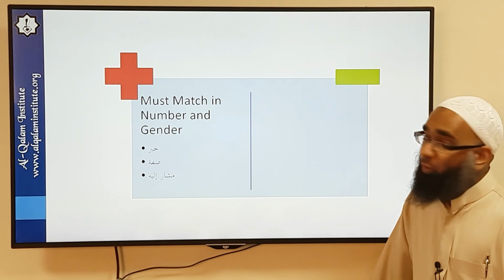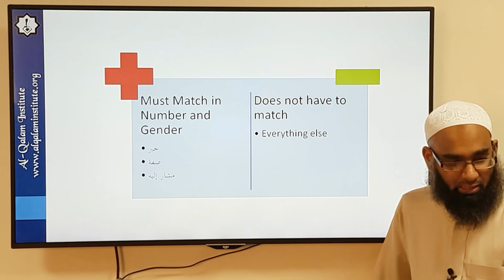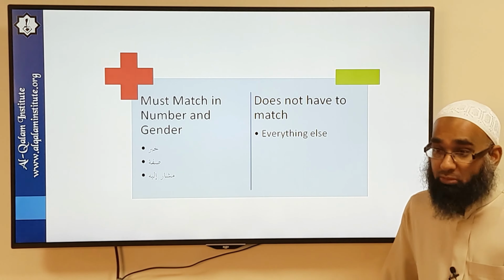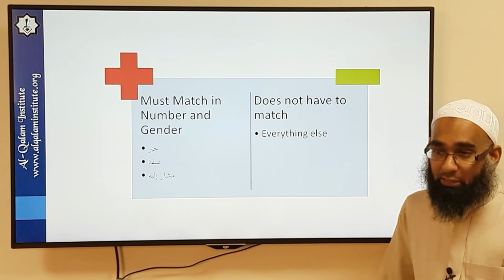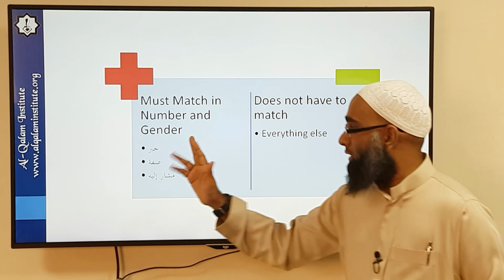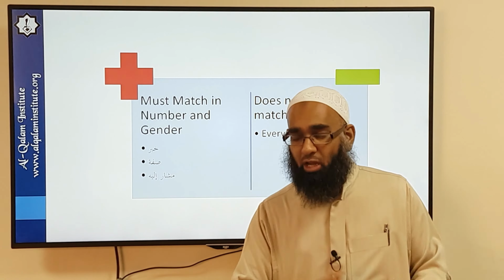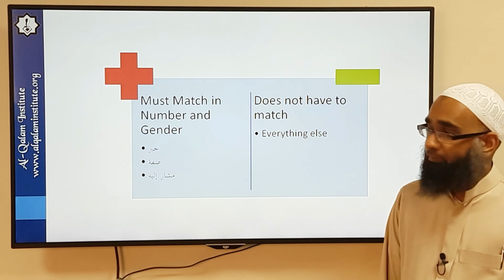Okay. And in terms of what don't have to match? Everything else. So fa'il has no number gender rules. Maf'ul has no number gender rules. Zarf has no number gender rules. Mudaf ilay, mudaf have no gender rules. Ma'tuf ilay, ma'tuf have no number and gender rules. So number and gender matching only applies to khabar to match the mubtada, sifa to match the mawsoof, and mushar ilay to match the ism al-ishara. Okay?